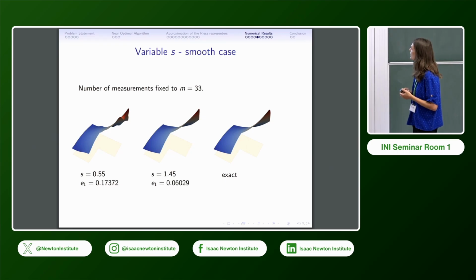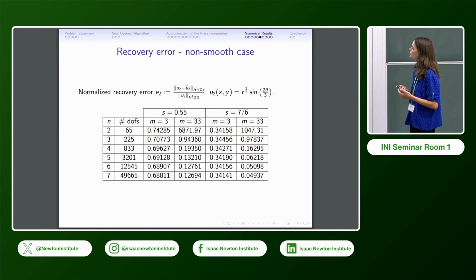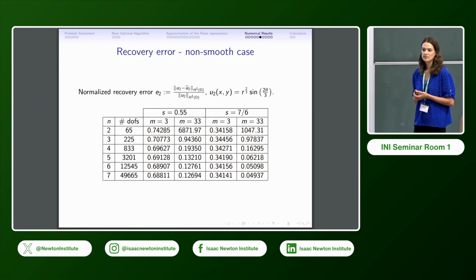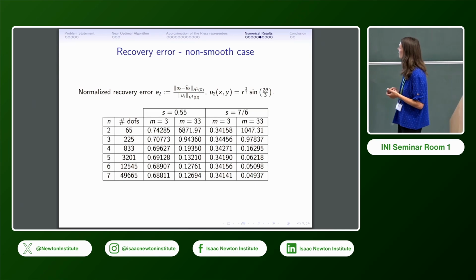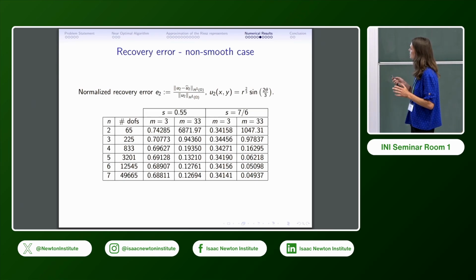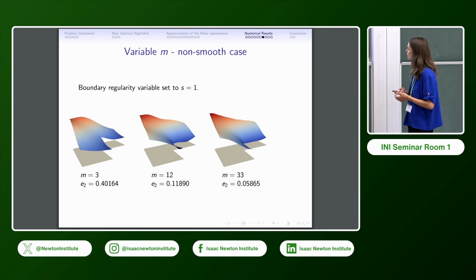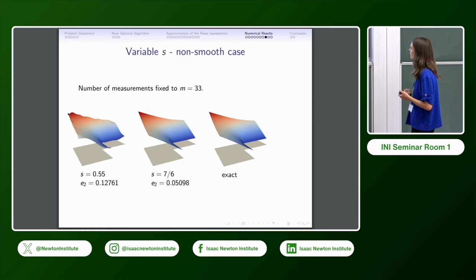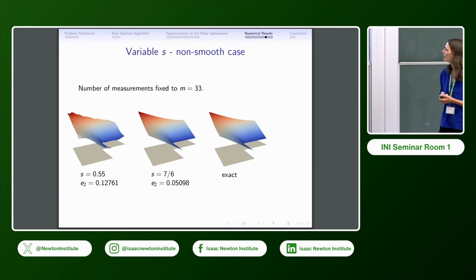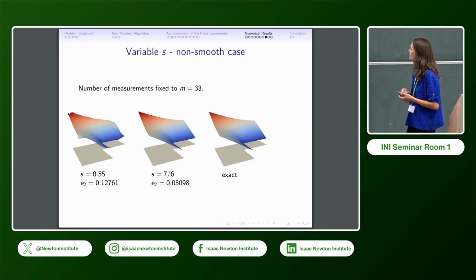Okay, so that was for the smooth case. The non-smooth case gives pretty much similar results, so I don't think I'll spend too much time on that. Same behavior here. That's what is happening for the solution. Again, S is fixed, then we augment the number of measurements, and we have a nice decrease of the recovery error. And that's for the case where M is fixed, and now we change the value of S.